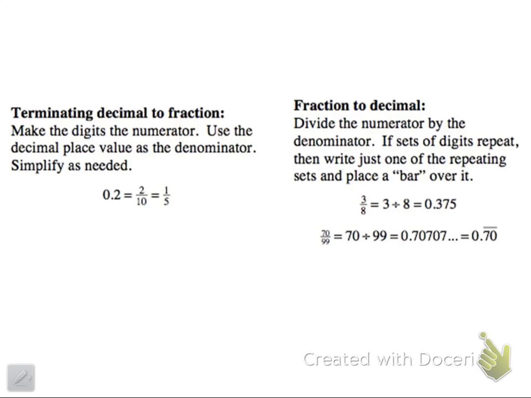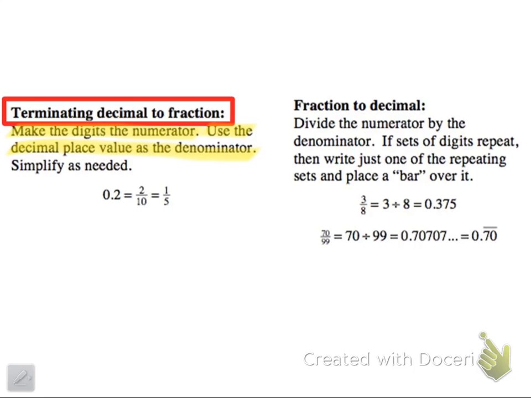Now we're going to look more specifically at terminating decimal to a fraction. Read this with me as I read it aloud. We're going to make the digits the numerator. Then we're going to use the decimal place value as the denominator, and we're going to simplify as needed. Basically what that means is we're going to read this first number as we would read it in general. So this isn't 0.2, it's actually 2/10, which helps us understand how we can write that as a fraction. You'll see here we have 2/10. You can either keep it as 2/10 or you can simplify it down to 1/5. That's your choice.